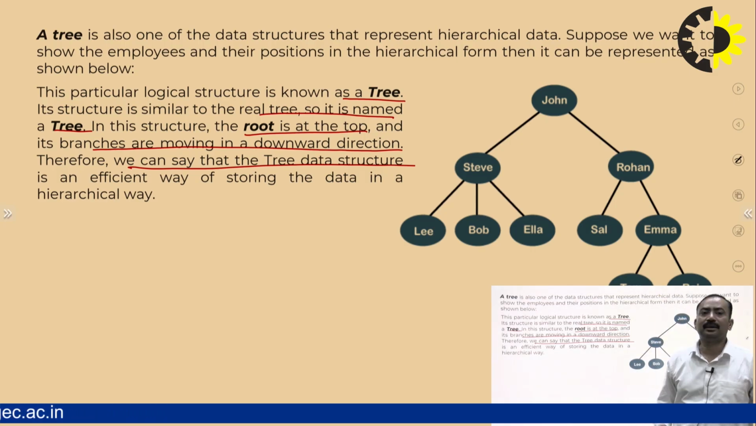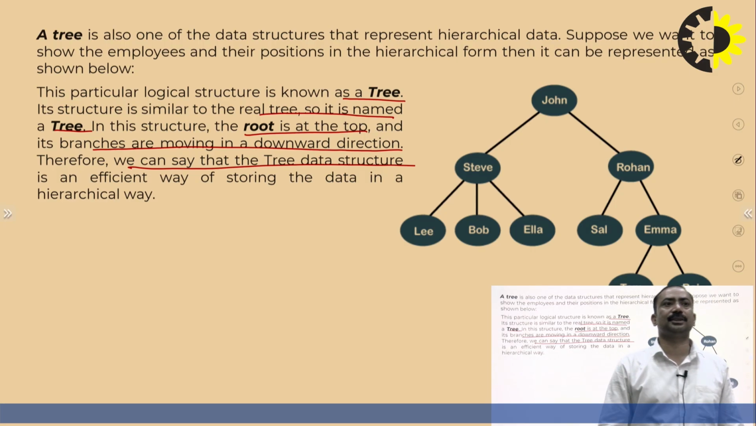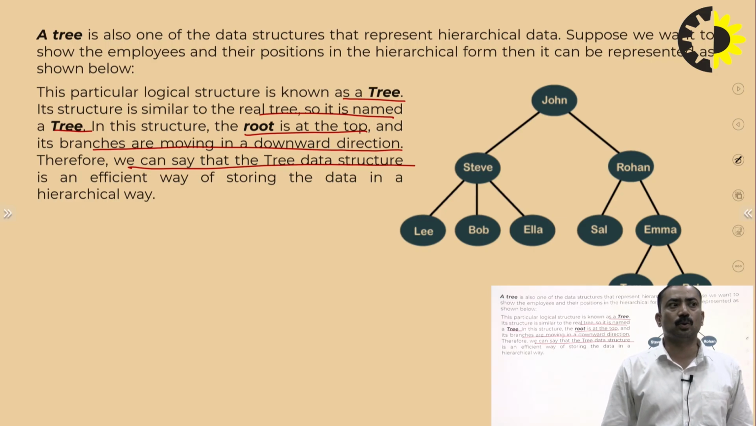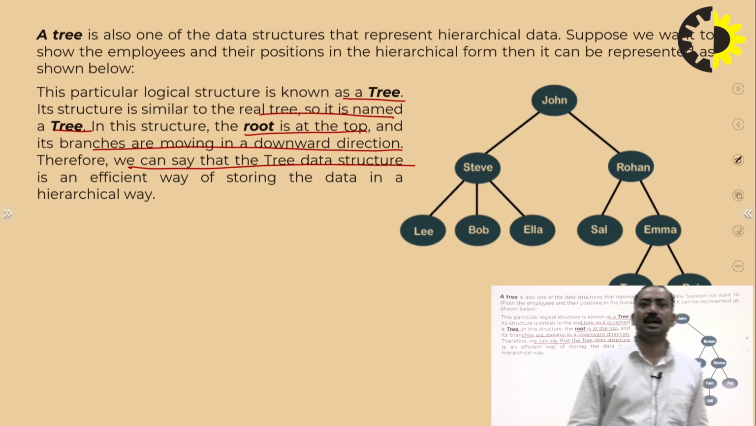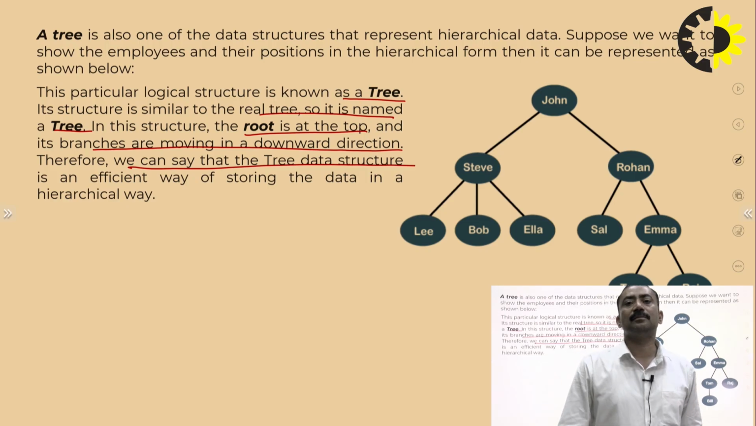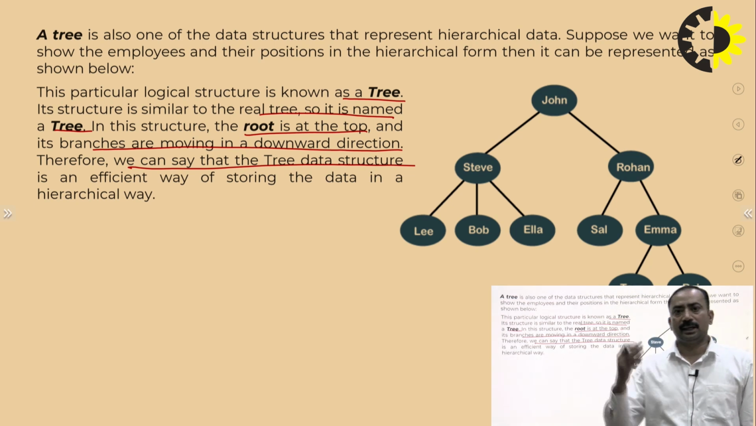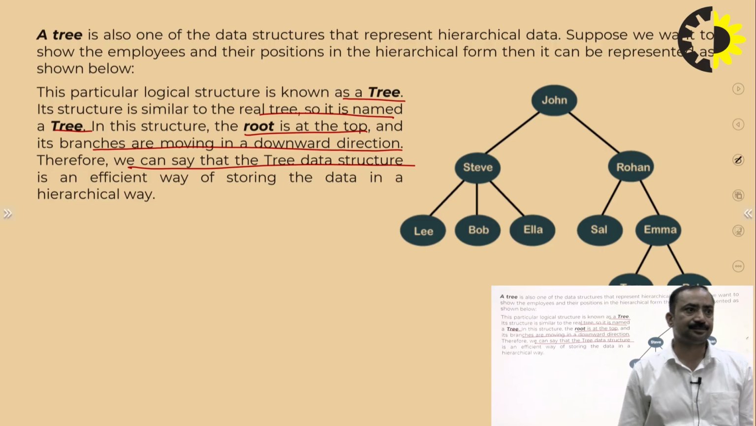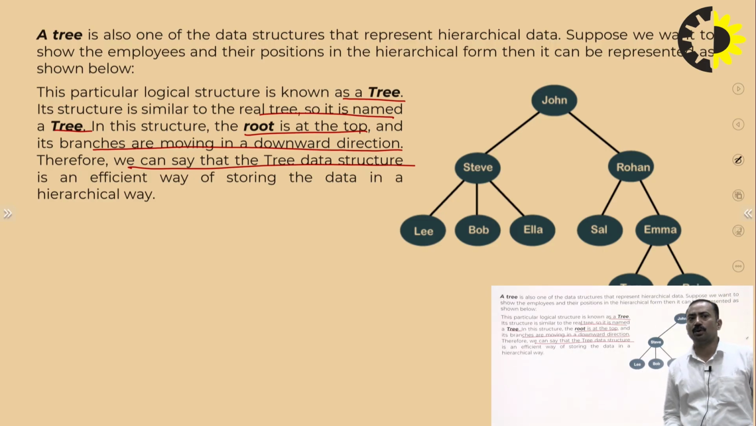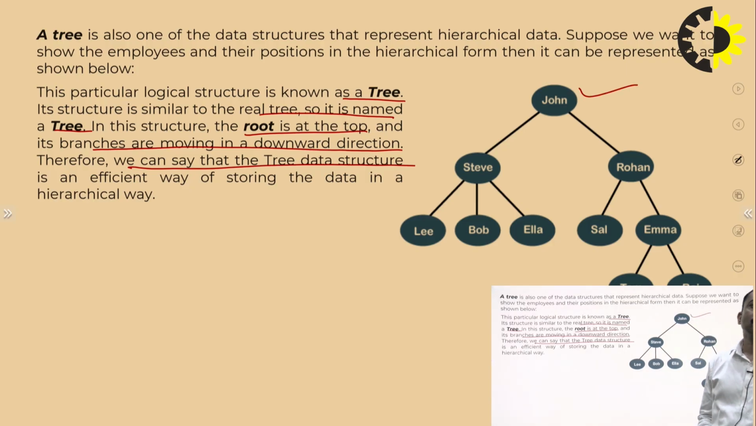A tree data structure is a non-linear data structure because data is not stored in a sequential manner. Data is stored in a hierarchical or non-linear order. So data are stored in multiple levels, and the topmost node is known as the root. So this is the root in this hierarchy of employees, the top node is known as the root.